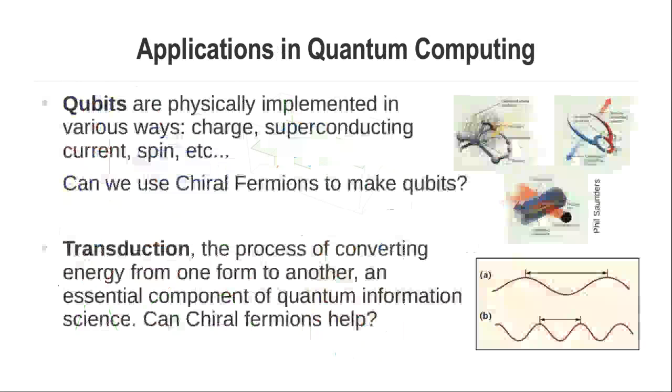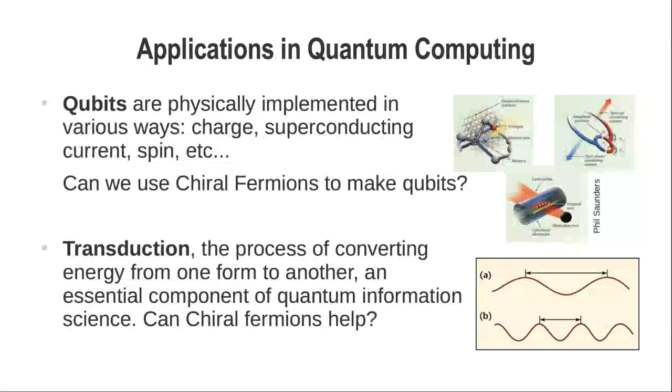So I will come back to applications in quantum computing later, but just to give you a start. We do quantum computing with various kinds of information carriers: charge, superconducting current, spin. So it's kind of natural to ask, can we do quantum computing with chiral fermions? And then we have to also answer the question, well, why would we want to do quantum computing with chiral fermions? We will come back to that later.